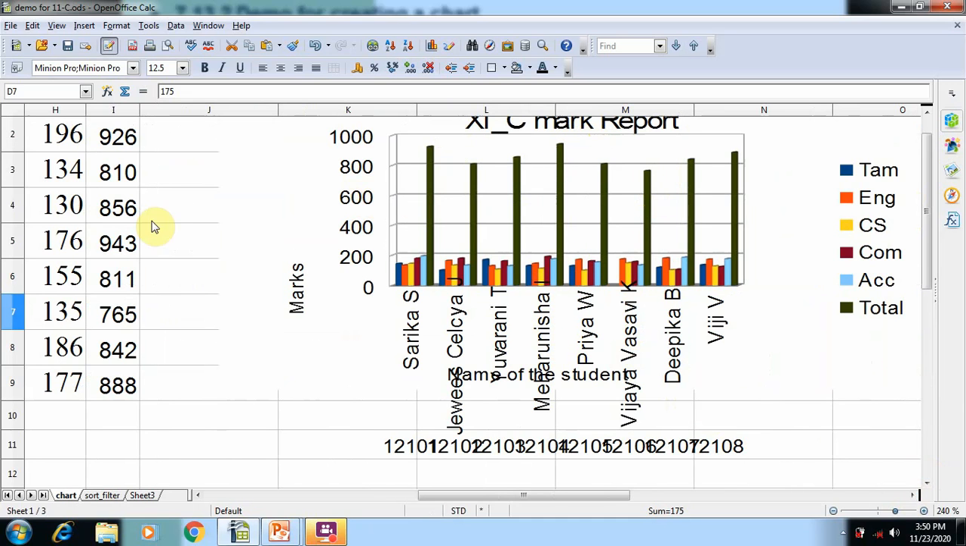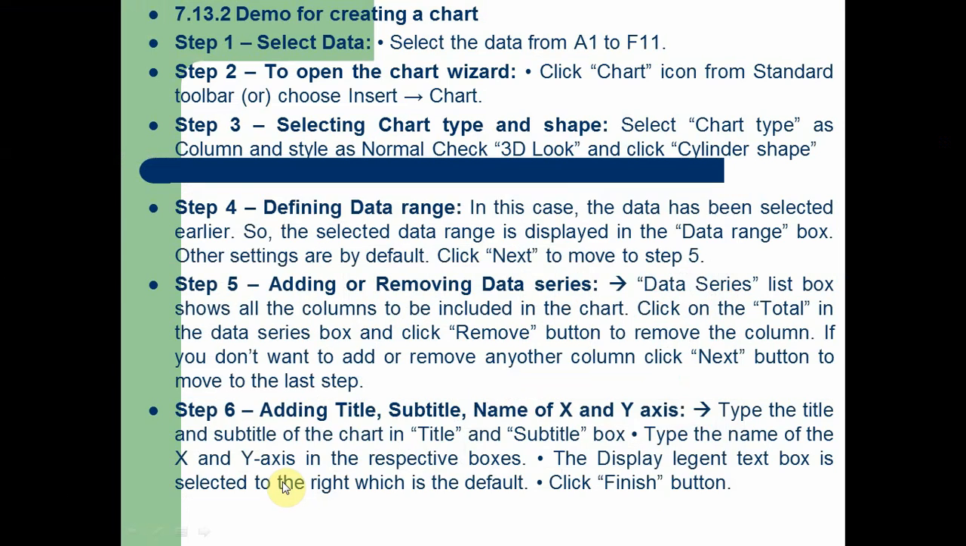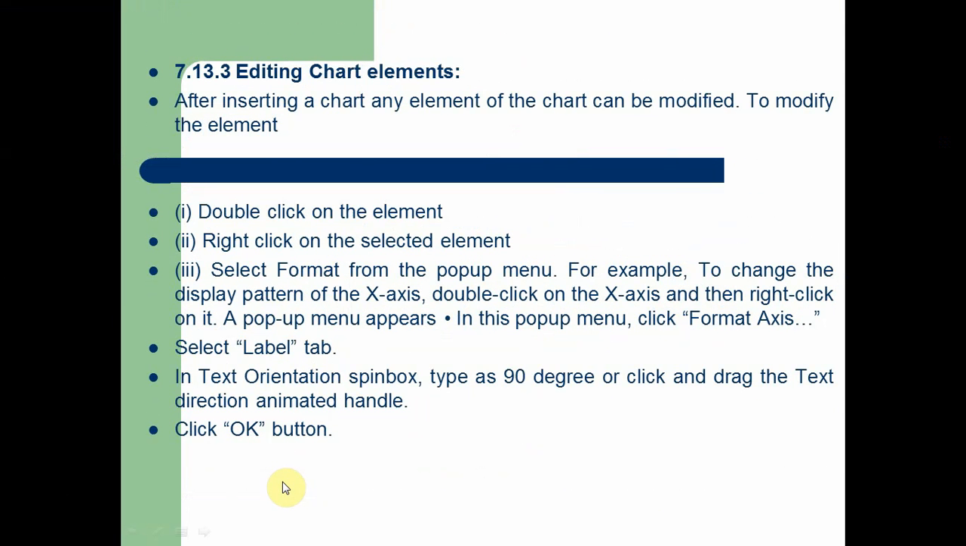So this chart and data are interlinked, and whenever you make any changes in the data, those changes will affect here. For example, I simply change the total of Mehrun Nisa as 525. You can see the chart has changed automatically. So here you can see the chart column is reduced. So this is the simple way of using the chart in OpenOffice Calc, and these are the different methods for editing chart elements which we already discussed.